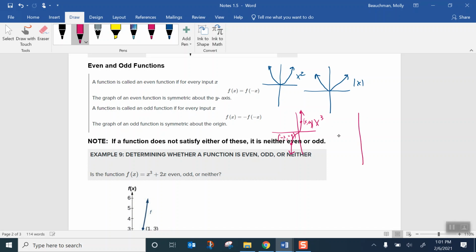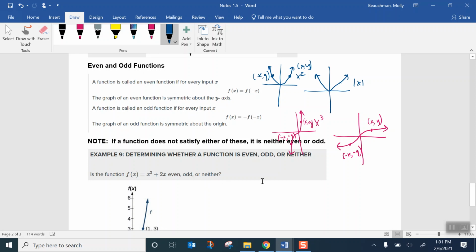Another function is the cube root of x. That's symmetric. It's a 180 degree rotation. For every point (x, f of x), there's a coordinate (negative x, negative y). Okay? In terms of coordinates with the even functions, for every coordinate (x, y), there's a coordinate that's a reflection, negative x, with the same y value.